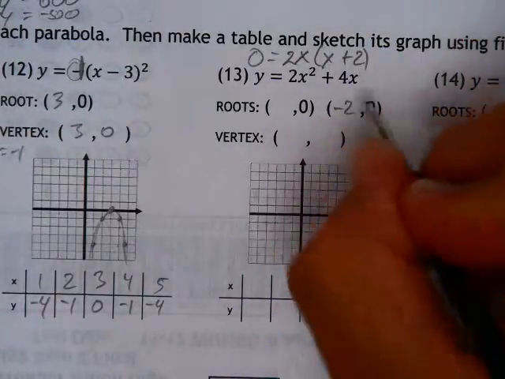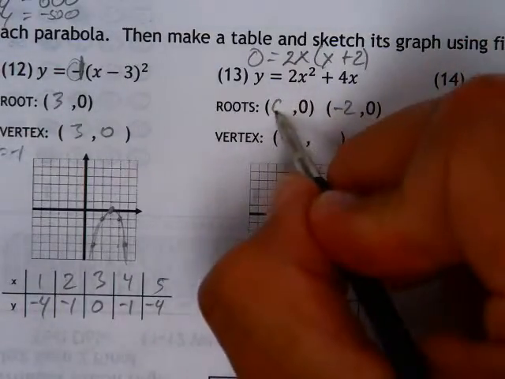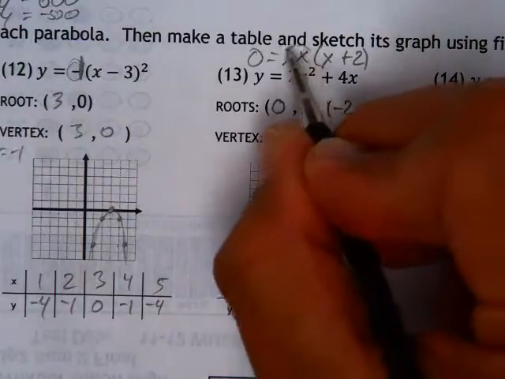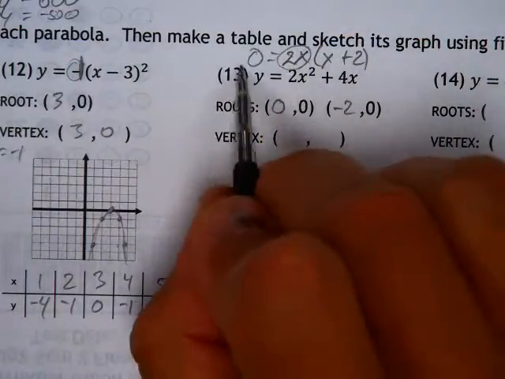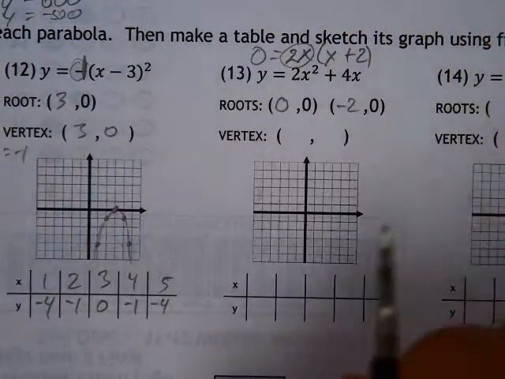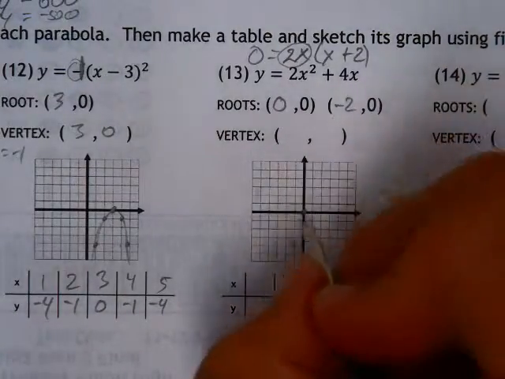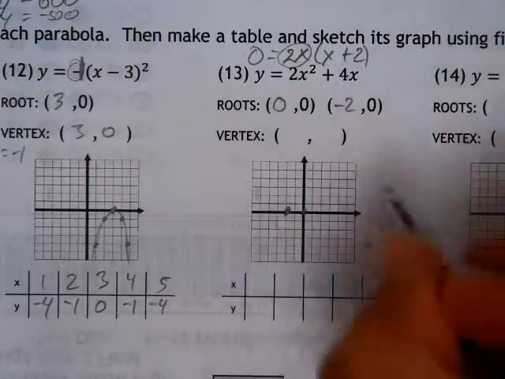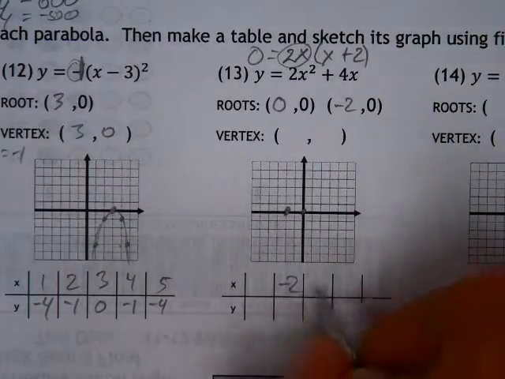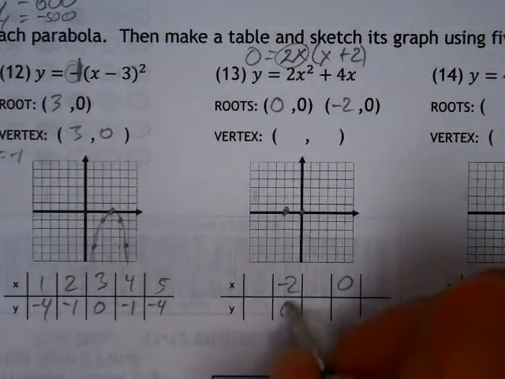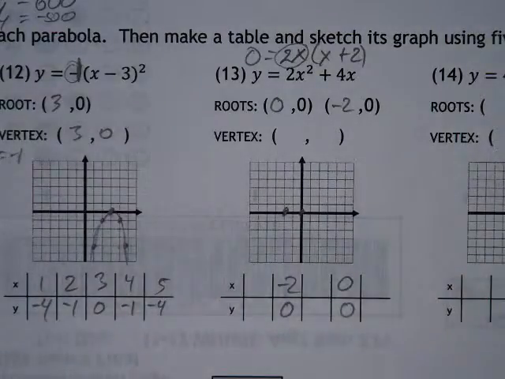One of them is a negative 2. The other one is a 0. You might want to say a 2 there, but if you set 2x equal to 0, you divide by 2, you get x equals 0. So (0, 0) is one of our roots. The other one is at (-2, 0). And those two points right there, negative 2 and 0, are your two x-intercepts.